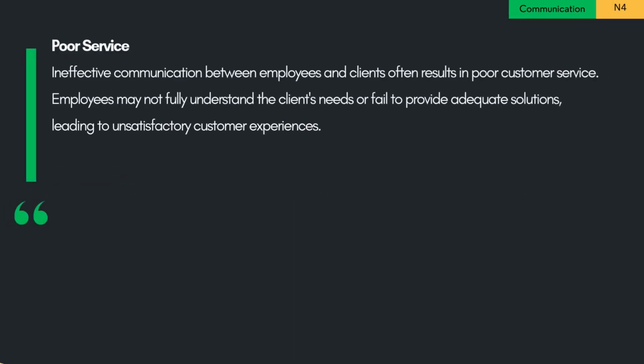4. Poor service. Ineffective communication between employees and clients often results in poor customer service. Employees may not fully understand the client's needs or fail to provide adequate solutions, leading to unsatisfactory customer experiences.